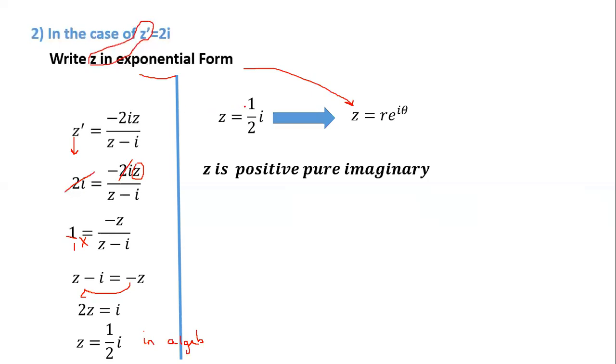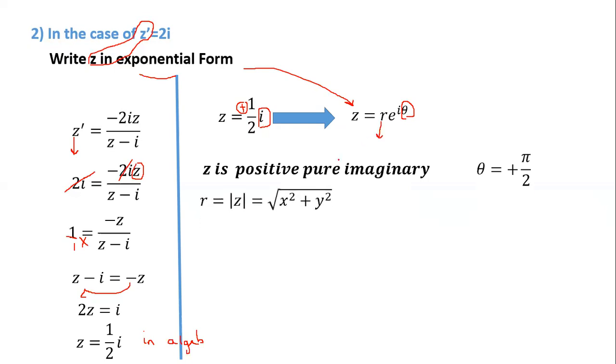Since z is positive pure imaginary, with no real part here, look carefully, we can say that the argument is equal to plus pi over 2. Argument means theta. What about r?